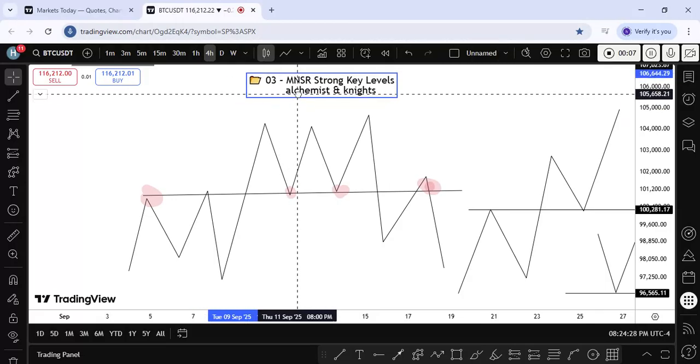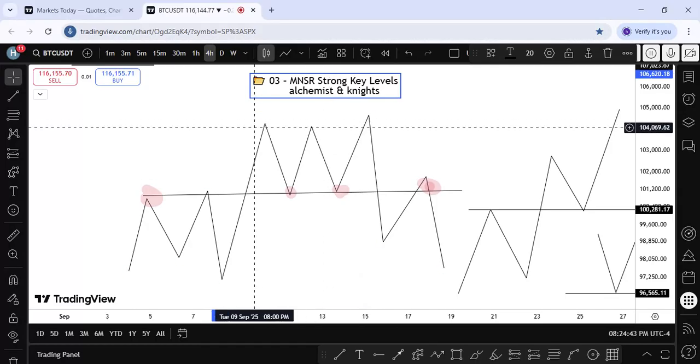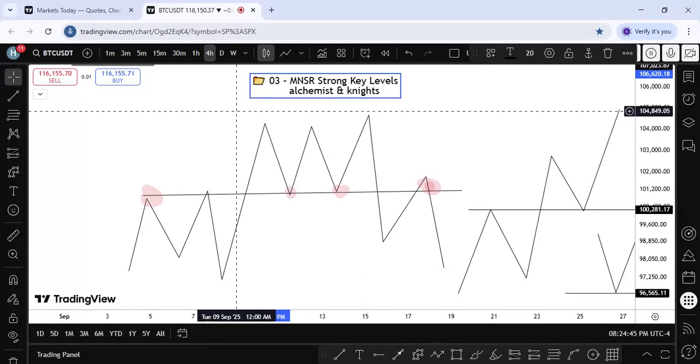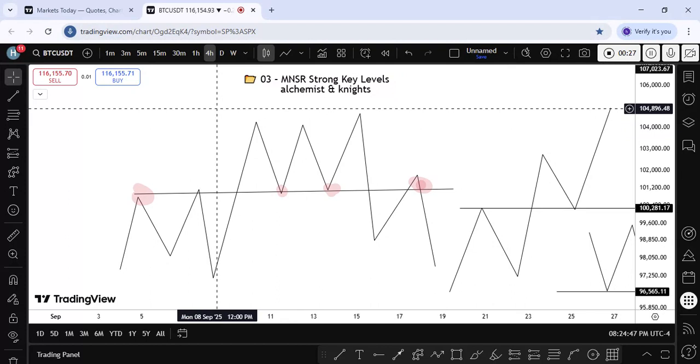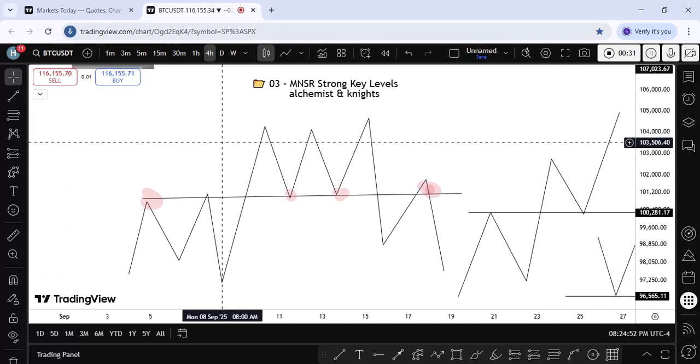Based on the Alchemist and the Alchemist strategy, Malaysian SNR strong key levels, under the full course of the Malaysian SNR courses. So guys, in our last previous classes we have done the 01 lecture, 02 lecture, and here comes the 03 lecture.